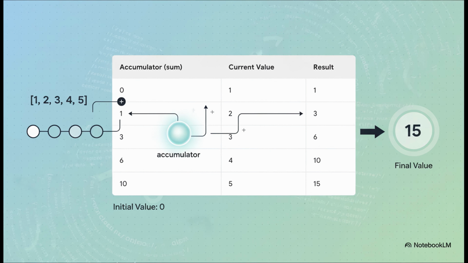That value it carries along is called the accumulator. Let's watch it. In the first step, the accumulator starts at our initial value, which is 0. It adds the current item, 1, and the result, 1, becomes the new accumulator for the next step. Then it takes that 1 and adds the next item, 2, to get 3. This just keeps going until it's visited every item, and we're left with our single final value.